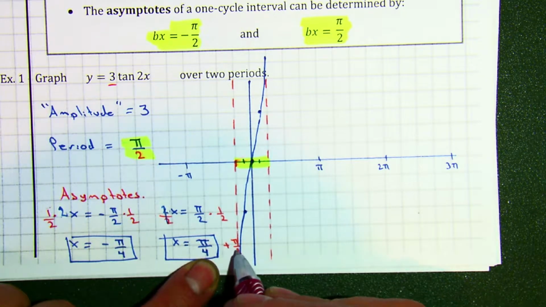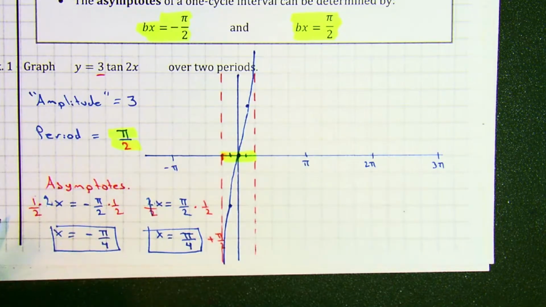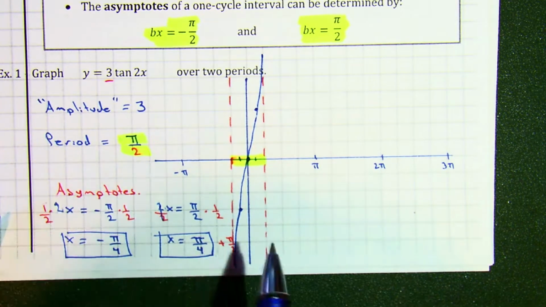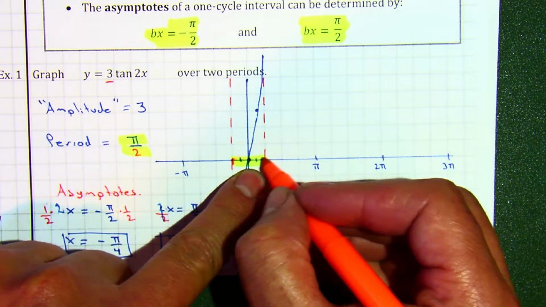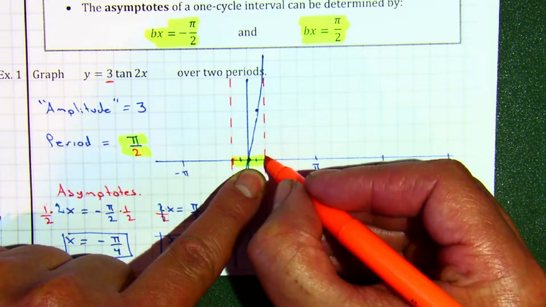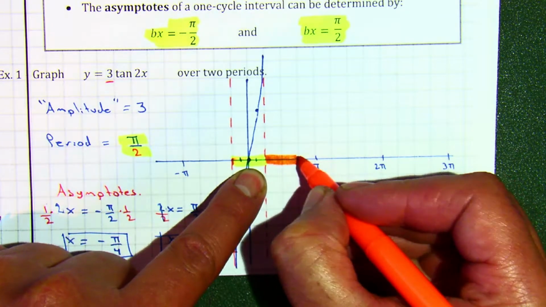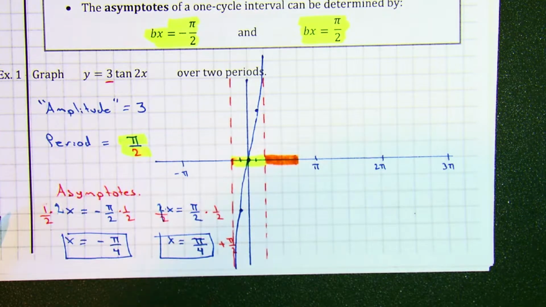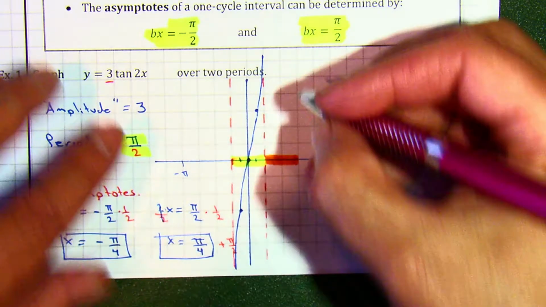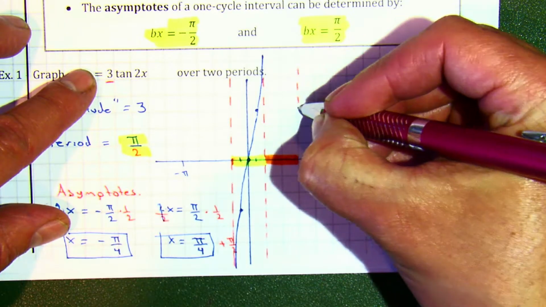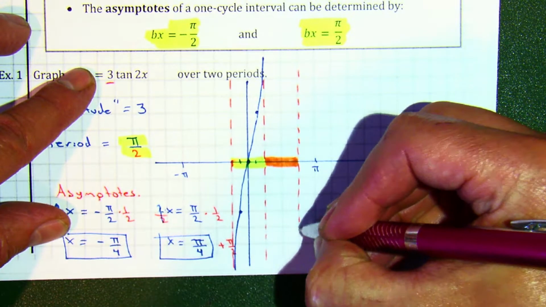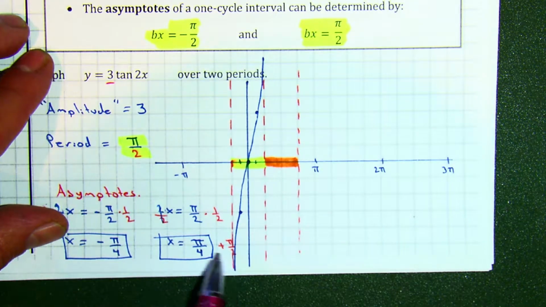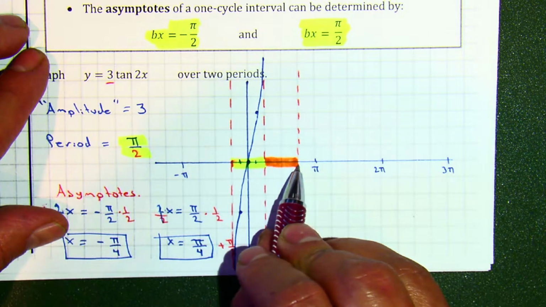1/4 plus 1/2 will be 3/4. Or I can just say my period is pi over 2, which is 2 squares, so I can just go 2 squares, and that'll be my next asymptote. Or if you actually want to find the location, just add your period, which is pi over 2. Pi over 4 plus pi over 2 is 3/4 pi, which is located here.